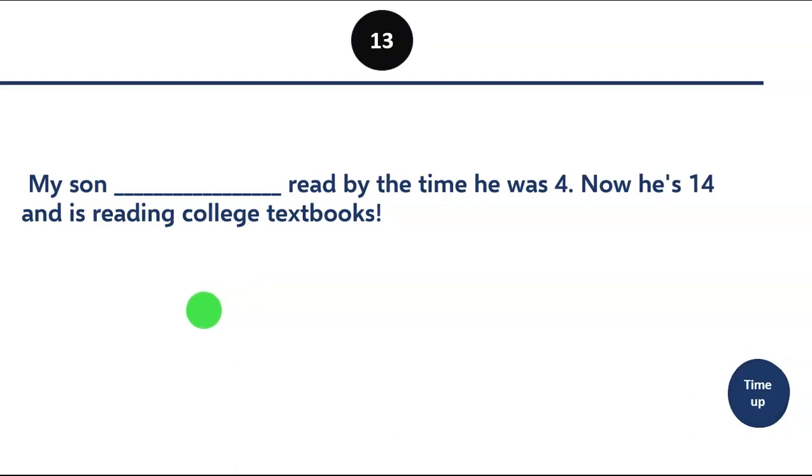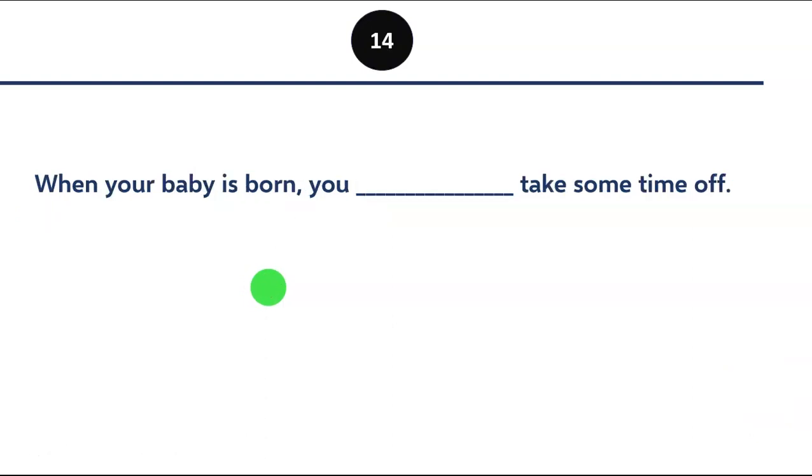Okay, time is up. My son could read by the time he was 4. Now he's 14 and he's reading college textbooks. So we are talking about now when he's 14, but she is talking about the fact when he was 4, right? And that's why I gave you a hint about the past tense. Let's move on to number 14.